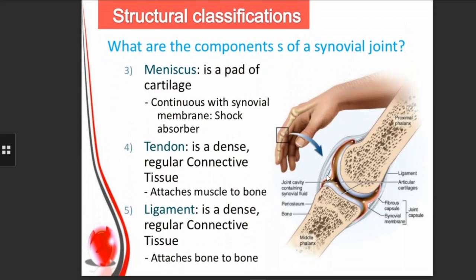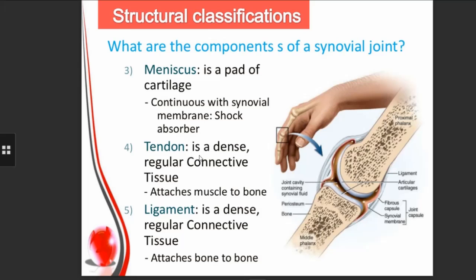Third one is the meniscus. Meniscus actually is a part of cartilage, which has the synovial membrane on it. Its function is as a shock absorber. They are present in our knee joint. The knee joint has two menisci, as far as I know.